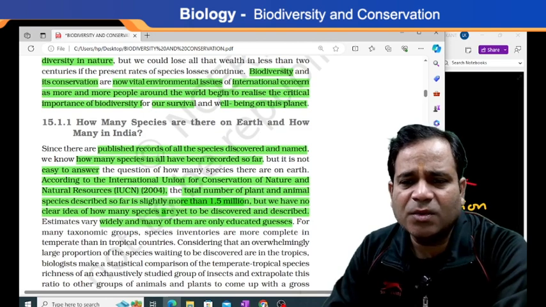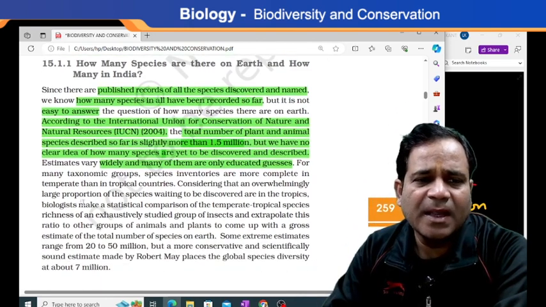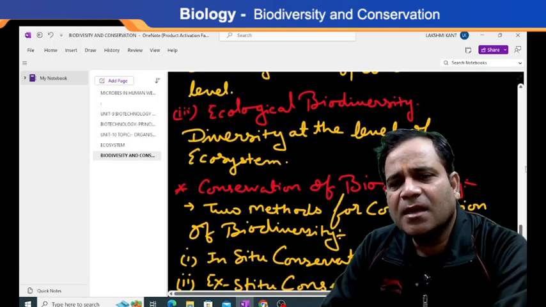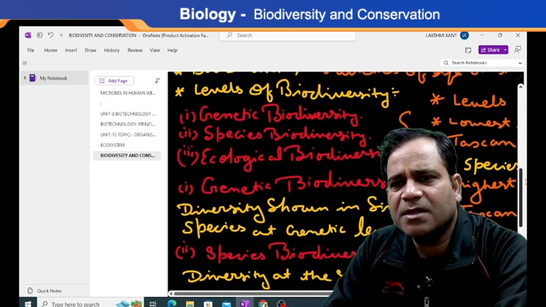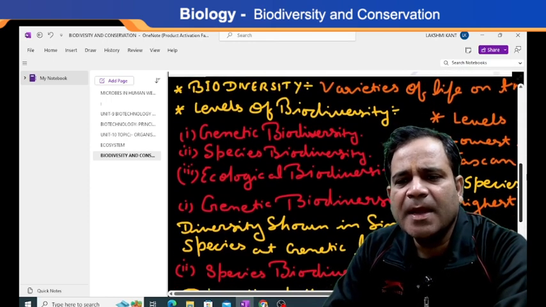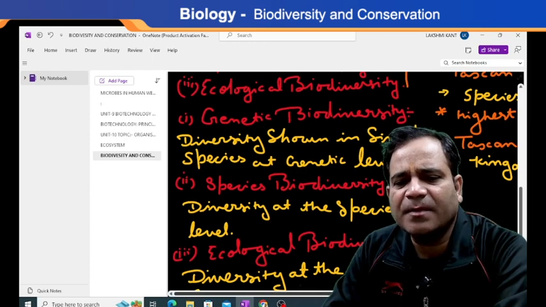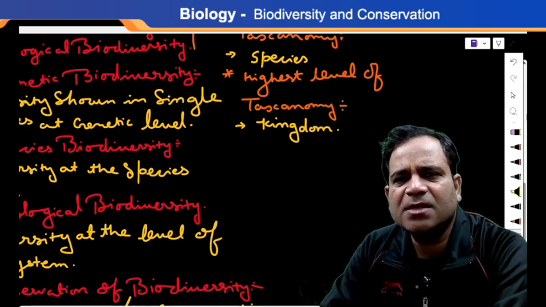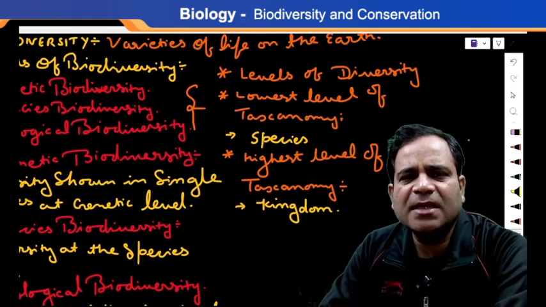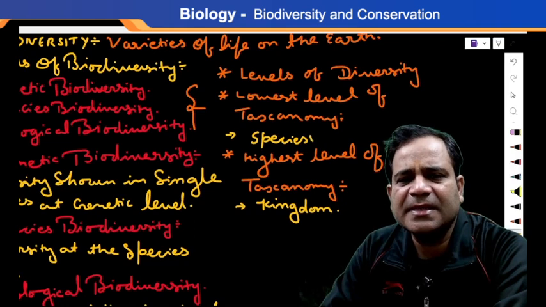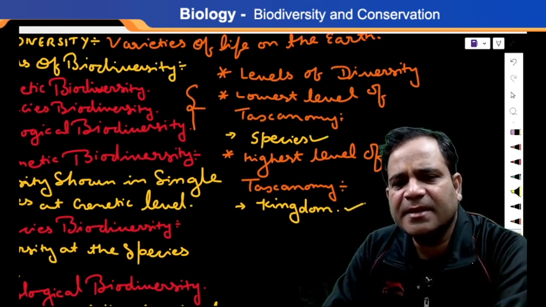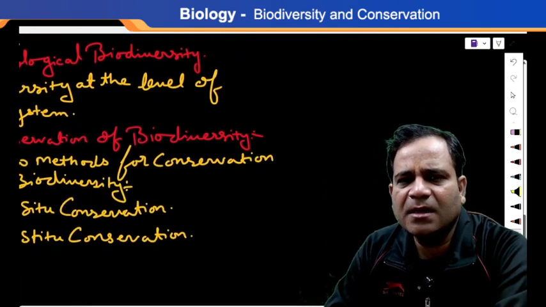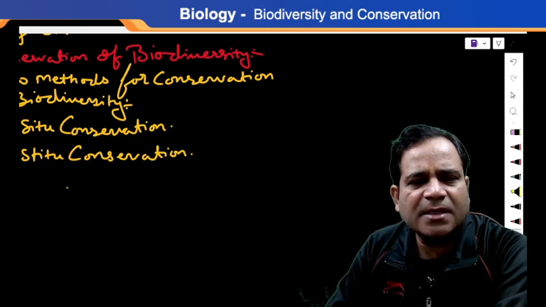For example, take many taxonomic groups. I told you about the term taxonomy. Taxonomy, what is that? The lowest level of taxonomy is the species, and the highest level is the kingdom. Do you know the hierarchy of taxonomy, my dear? Does anyone know the hierarchy of taxonomy?